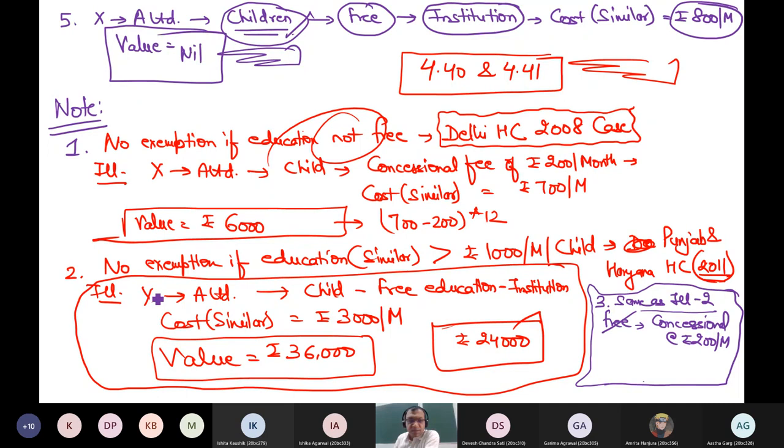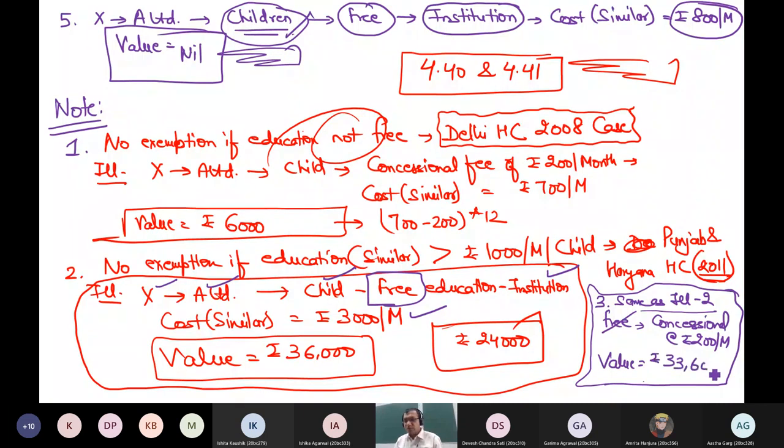X, A Limited, children, but not free. Now, rather than free, it is concessional, but in a similar institution cost is 3,000. On this basis, can you tell me the answer? 33,600. The answer is yes, 33,600. I will not get any exemption.